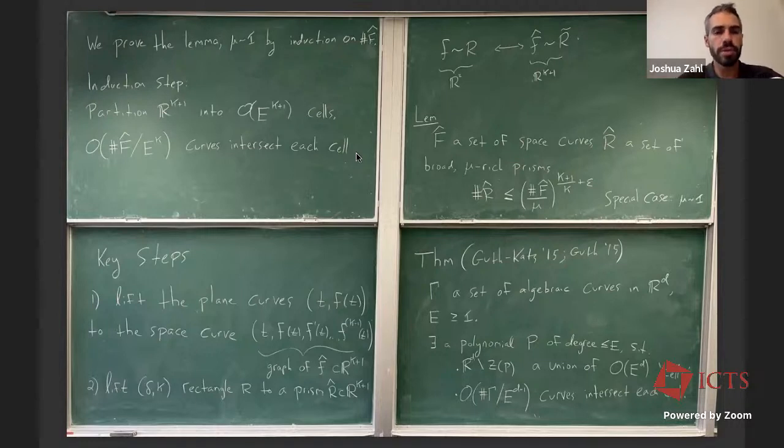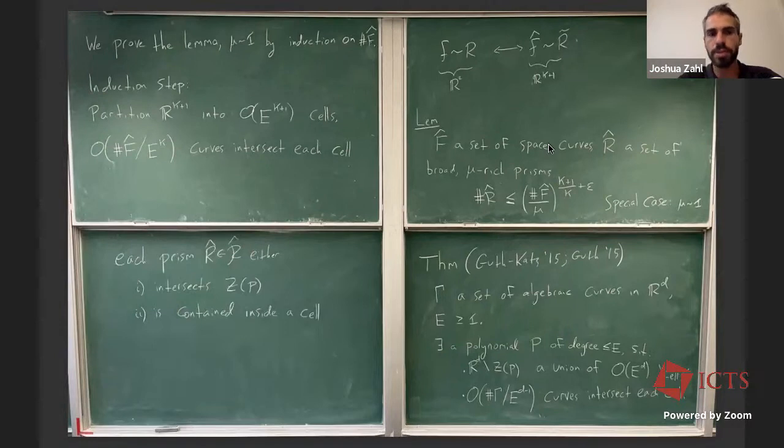So look at each one of the prisms, so these are these sets R hat, these are these prisms in k plus 1 dimensional Euclidean space, and these are connected, and the cells are connected. So what does that mean? It means that if I take a prism, either it intersects Z of P, or if it doesn't intersect Z of P, then it's contained entirely inside of one of the cells, right? Because the cells are these open connected sets. The prism is connected, so it just follows from connectivity. So for any given prism, either item I happens or item II happens.